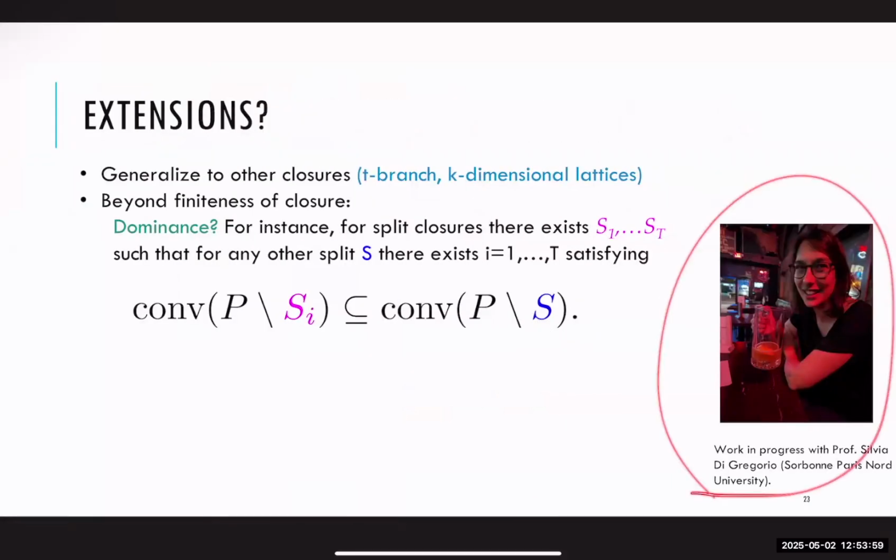Extensions that we will work on with Sylvia this summer are to extend these results to other closures. Instead of just finiteness of the closure, there are sort of dominance results. So instead of just the closure being finite, what happens is that for every split, there is a split from a finite set that dominates all the cuts. So the split dominates this split. And I don't know if it is true for this parametric family or not. For a single polyhedra, it's true, but who knows about parametric families? This is another interesting question.